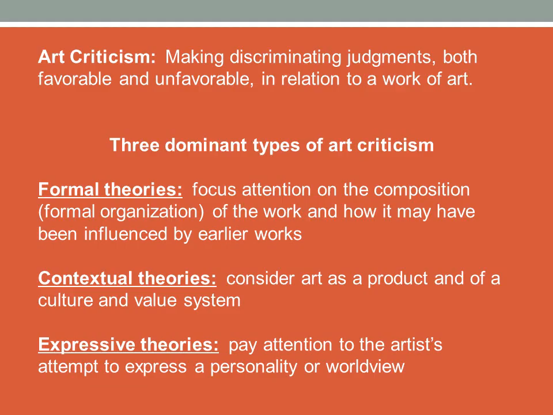The definition of art criticism is making discriminating judgments, both favorable and unfavorable, in relation to a work of art. There are three dominant types of art criticism. The first is formal theories, which focus attention on the composition, which is the formal organization of the work, and how it may have been influenced by earlier works. Number two, contextual theories, consider art as a product of a culture and a value system. And number three, expressive theories, pay attention to the artist's attempt to express a personality or worldview.